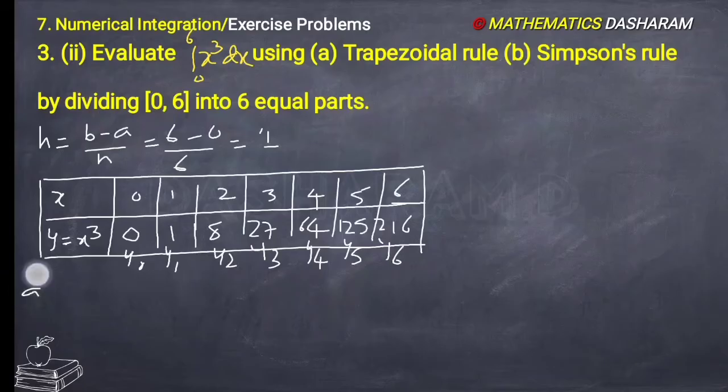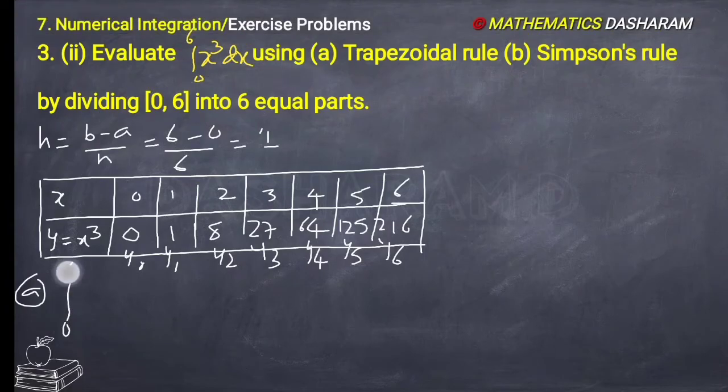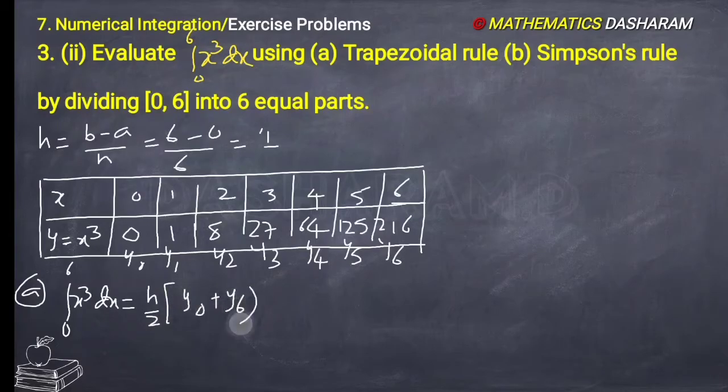So now the first part, A, using the trapezoidal rule, let's find the integration. The integration from 0 to 6 of x cube dx equals, the trapezoidal rule is h by 2 bracket of y0 plus y6, plus 2 into y1 plus y2 plus y3 plus y4 plus y5.